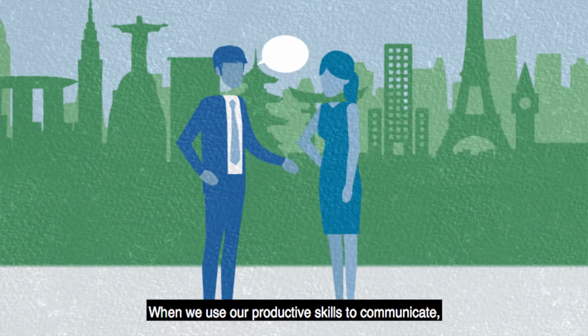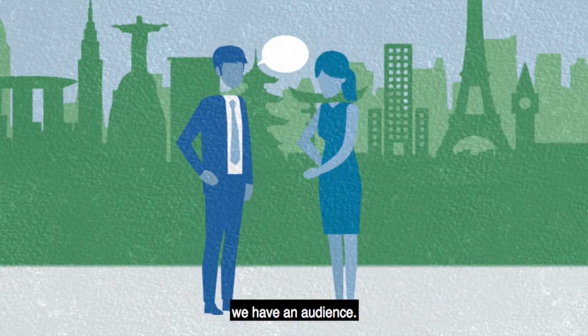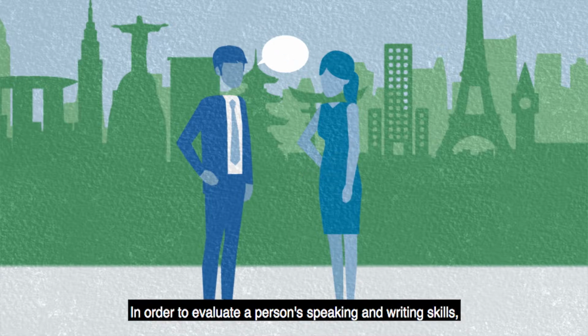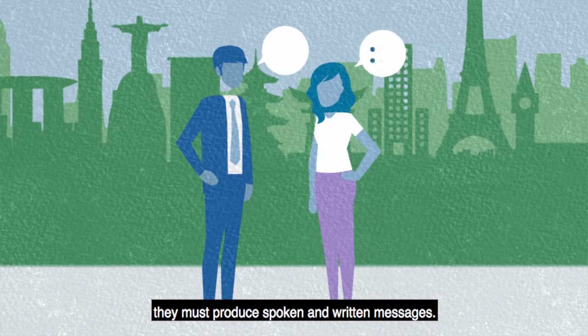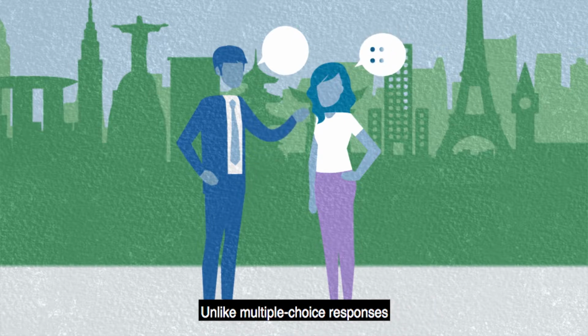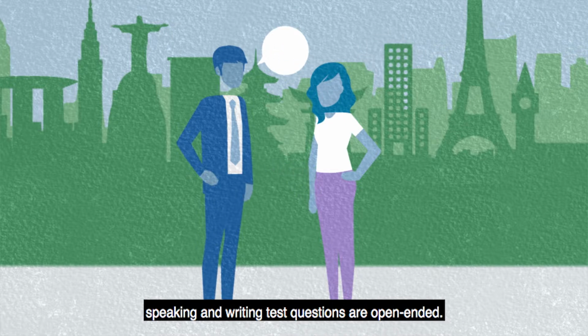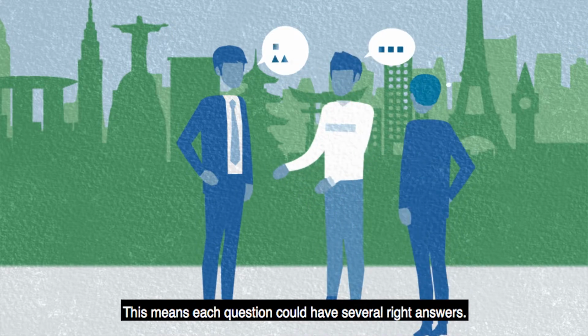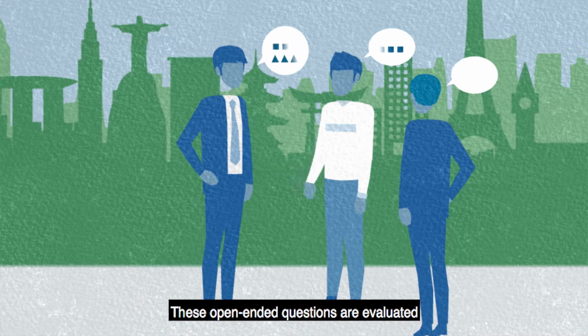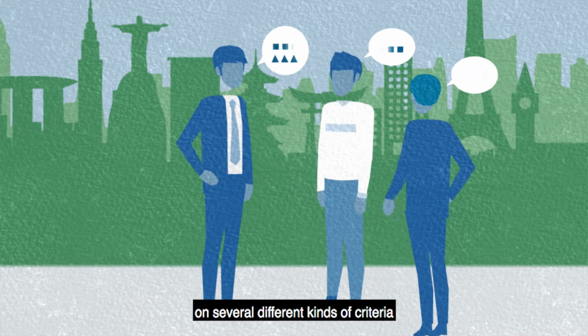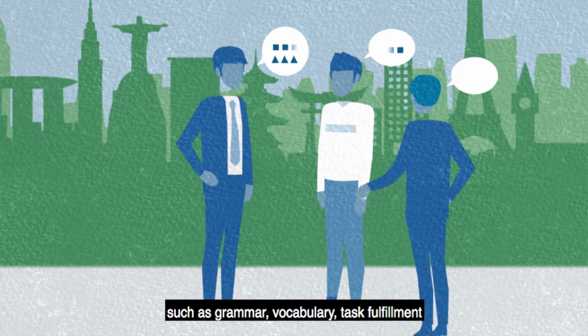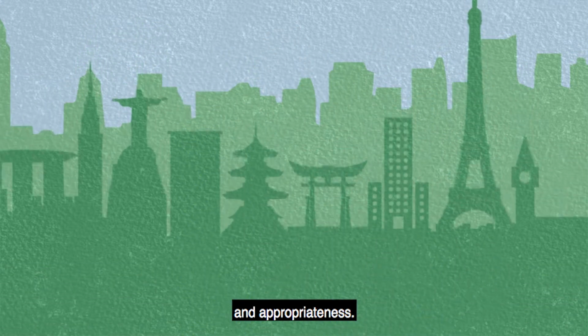When we use our productive skills to communicate, we have an audience. In order to evaluate a person's speaking and writing skills, they must produce spoken and written messages. Unlike multiple choice responses that have a single correct answer, speaking and writing test questions are open-ended. This means each question could have several right answers. These open-ended questions are evaluated on several different kinds of criteria, such as grammar, vocabulary, task fulfillment, and appropriateness.